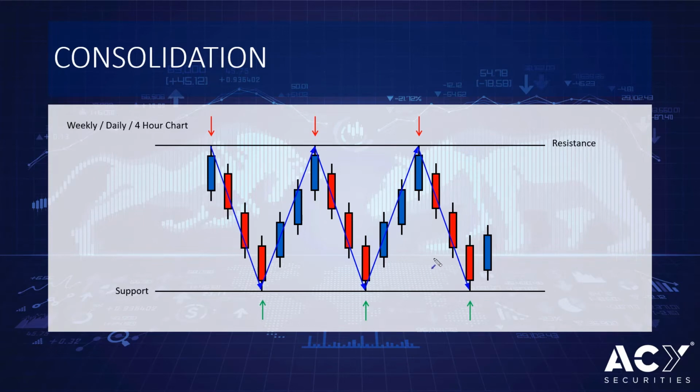It's important to understand that 60% of the time price action is in some form of consolidation on the weekly, daily or 4-hour charts. Now trending markets have the potential to offer more profit, whereas consolidation markets only have the potential to offer profit between the support and resistance range. So you will need to employ different exit strategies when dealing with these two different markets.